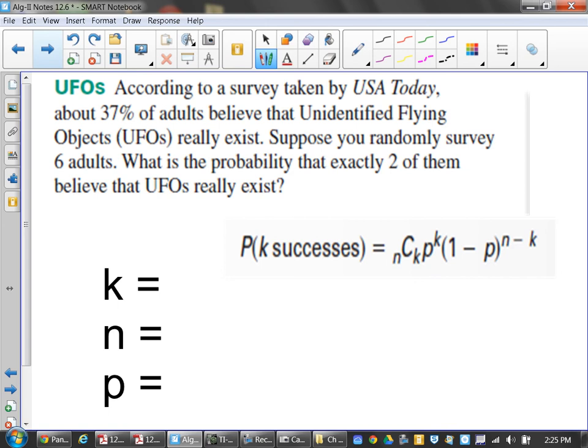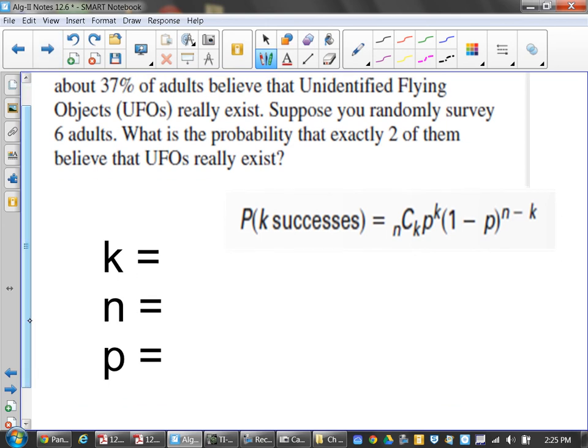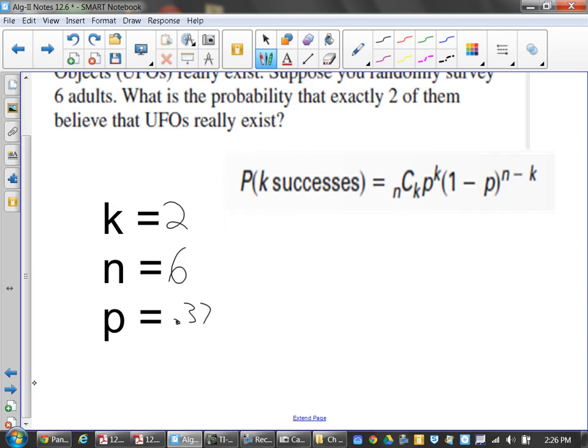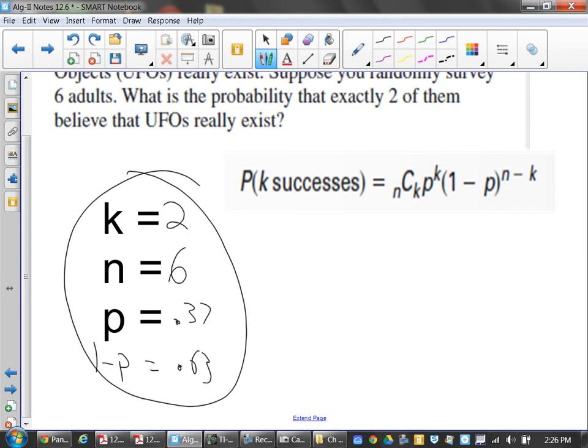Today I think I'm going to focus more on just working with the formula and showing how everything kind of puts together. When we did this one a second ago, we knew that we were looking for 2 successes. We were sampling 6 people. Our p-value, the probability of what we were looking for, was 37% according to our original data. Then we also wrote down what was 1 minus p. Well, we wrote that as 0.63. So what you're doing is taking these values and just substituting in. It's really, really fast. Okay?